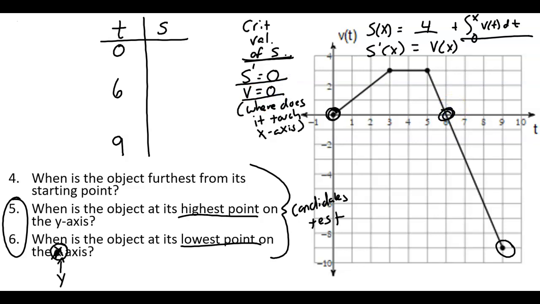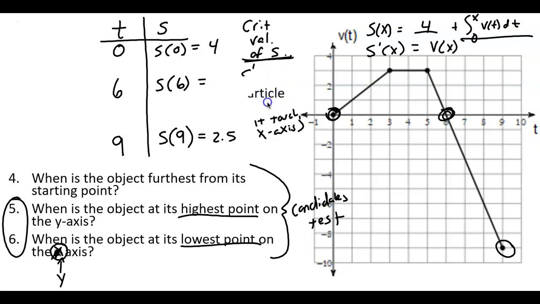All right. So now I need to find what is my position at 0. I need to find what is my position at 6. And I also need to find what is my position at 9. Now they told us what the position at 0 was. They told us it was 4. And in case you guys forgot, on the second part of example 1, we found S of 9. S of 9 was 2.5. So that one's also done. So the only other thing I need to do now is find S of 6. Okay? So let's go ahead and find S of 6.